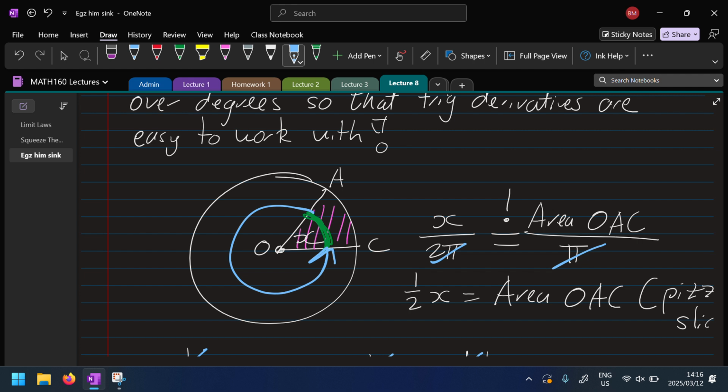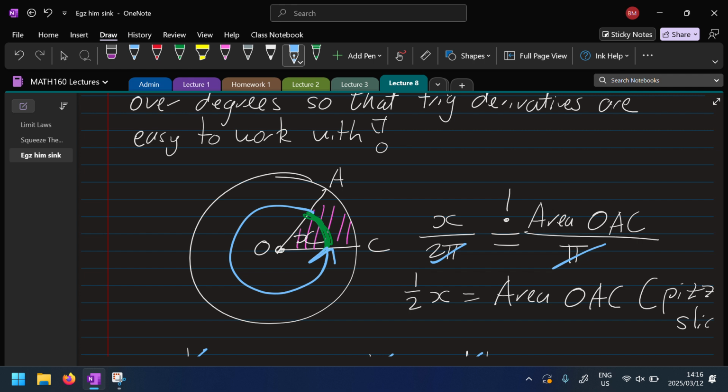1 over 8. You eat 1 pizza slice, you've got 8 pizza slices, that's 1 over 8. Okay, the area of the pizza slice is what we want. The other slices make up the full area. What's the full area of this? Pi r squared. That's the radius, 1. So this is 1 pizza slice. This is all of the pizza slices, pi r squared. The radius is 1, so it's pi.